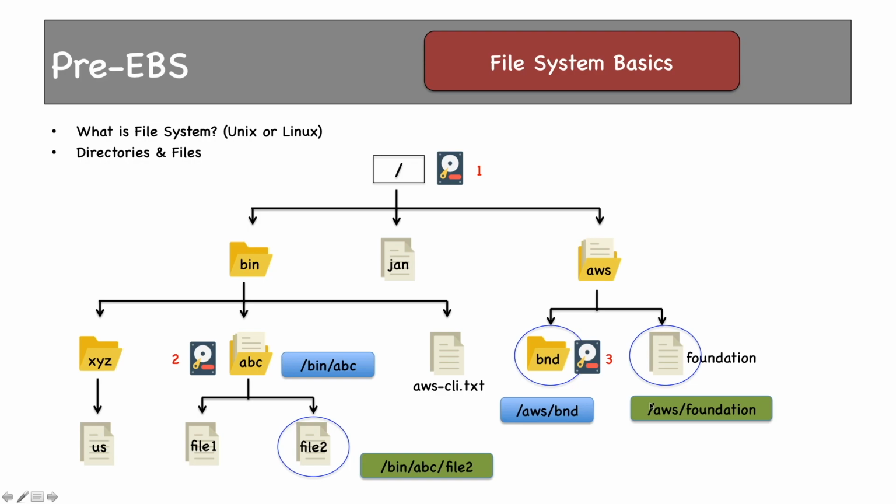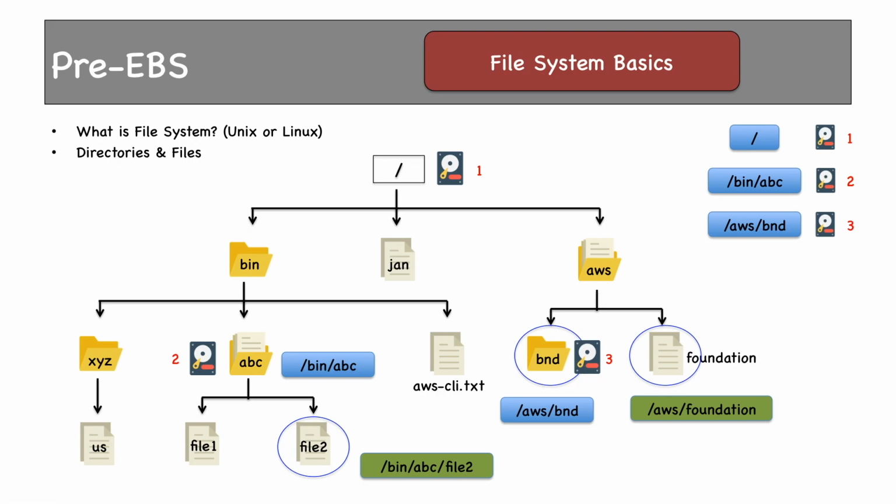Similarly, this file /aws/foundation is stored under the AWS subdirectory, which does not have any disk attached to it. So the operating system will go and check one level up, which is root, so it has a disk. Now this file would be stored in disk number 1. Similar is the case with all the other files except for the /bin/abc file system and the /aws/bnd file system, because these file systems have hard disks attached to them.